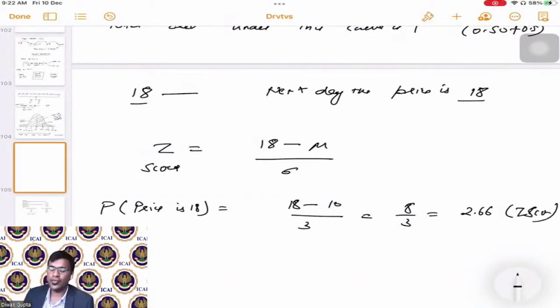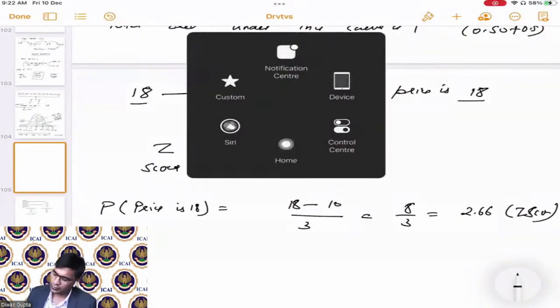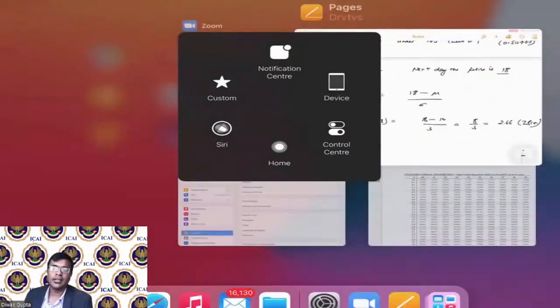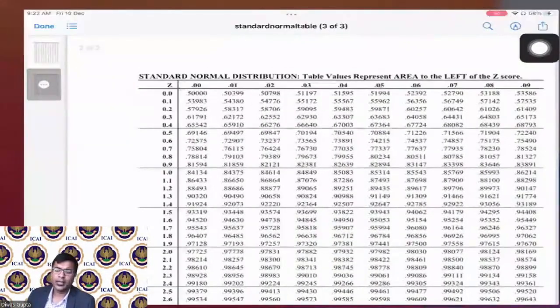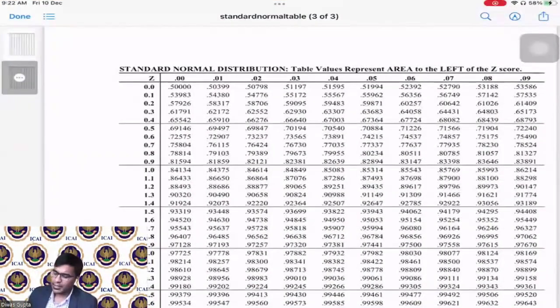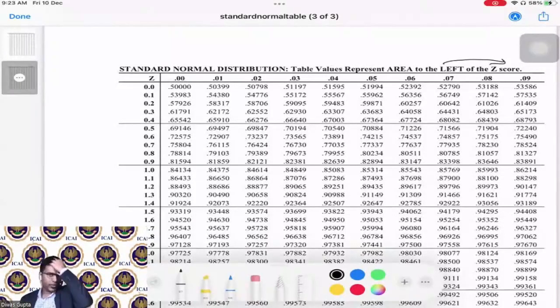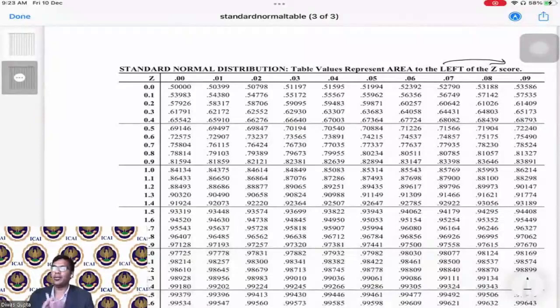Using the Z score, we have to refer to the probability table. See, this is the table. I hope it is getting projected. If you see, it says that standard normal distribution table values represent the area to the left of the Z score. From the left to the Z score, this represents, that means this is a cumulative probability, okay? Cumulative probability from left to right.